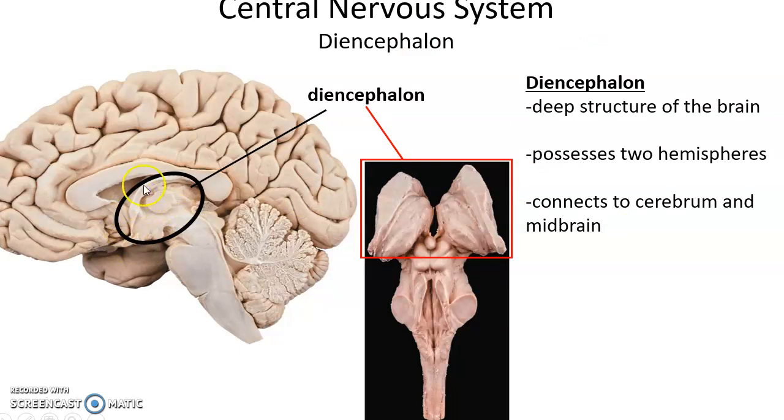Diencephalon. Diencephalon is the head of the seahorse. It is completely surrounded by the cerebrum, and the diencephalon attaches to the midbrain. So here are the two hemispheres or halves of the diencephalon. We cut off the cerebrum.